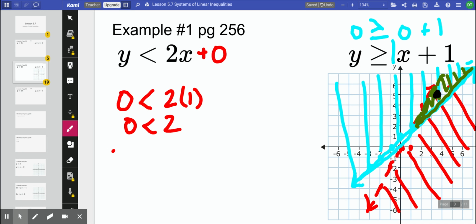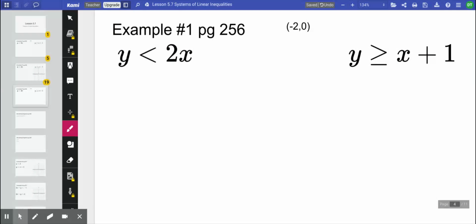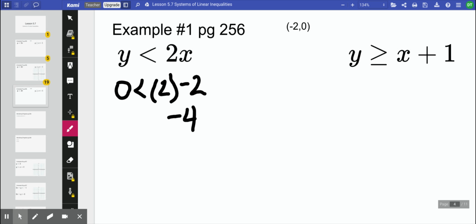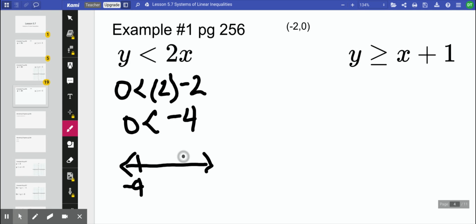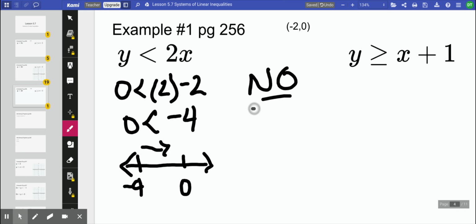Right, so we go to part B, or the second one, and the second point in that example, negative 2, 0. Again, plug in 0 for the y, negative 2 for the x. So 2 times negative 2 is negative 4. Is 0 less than negative 4? It's not, because negative 4 is right here. 0 is on this side. 0 is actually bigger than negative 4. So no, negative 2, 0 is not one of the solutions.